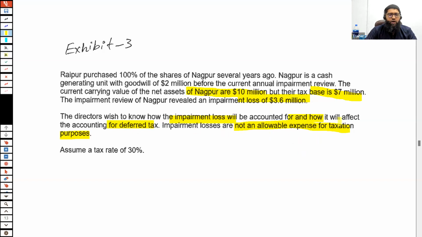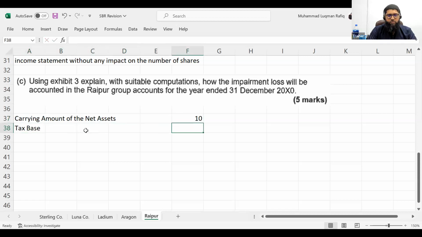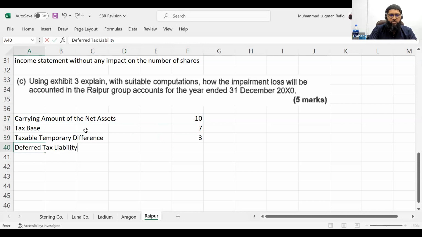Impairment losses are not allowable for taxation purposes. See, what happens is that the carrying amount of the net assets is 10 million. The tax base is 7 million. Taxable temporary differences are of 3 million. The deferred tax liability at 30%. How much is the tax rate given? Tax rate is 30%. So 3 million into 0.3 is 0.9 million.